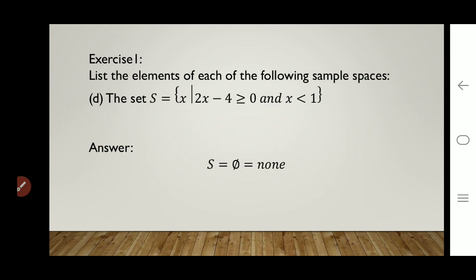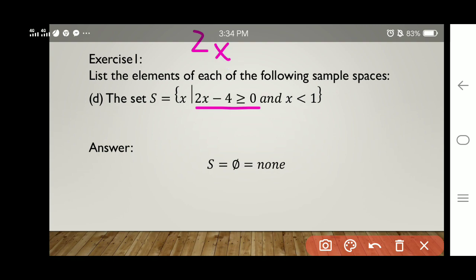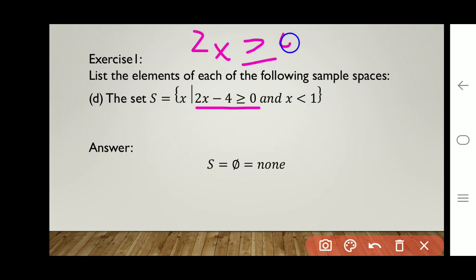Another example, the set S is equal to x, where x is 2x minus 4 is greater than or equal to 0, and x is less than 1. So, sabi ko nga dito, kukunin nyo lang yung value ng x na magsasatisfy dun sa given equation natin. Therefore, pag sinolve natin tong first condition na to, 2x greater than or equal to 4. Therefore, pag sinolve natin to, x is greater than or equal to 2. Ito yung sagot sa first condition.